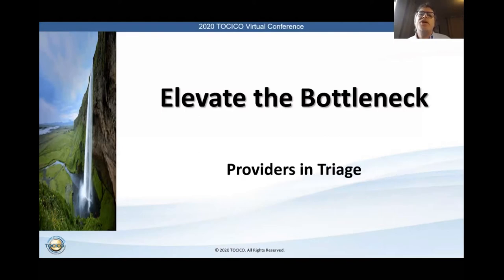A provider can be stationed at the front end with the triage nurse and write targeted orders for the patient that can be carried out while the patient is in the waiting room. This way, we are putting to good use the time the patient waits for the bottleneck, and all we need to do is invest in some additional provider hours.